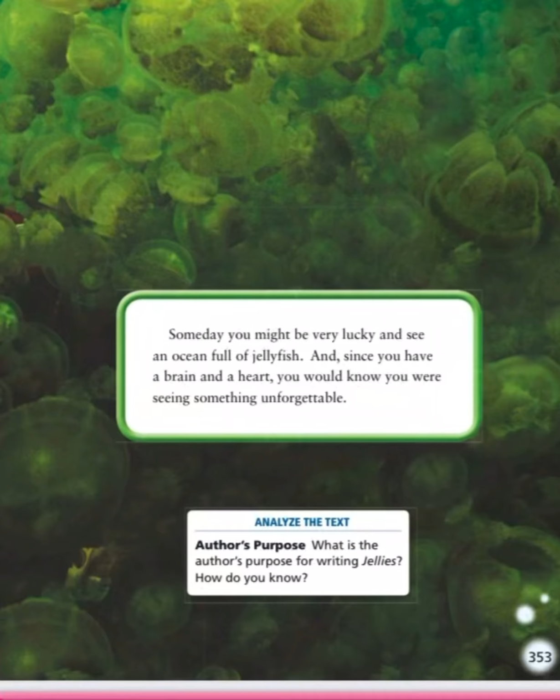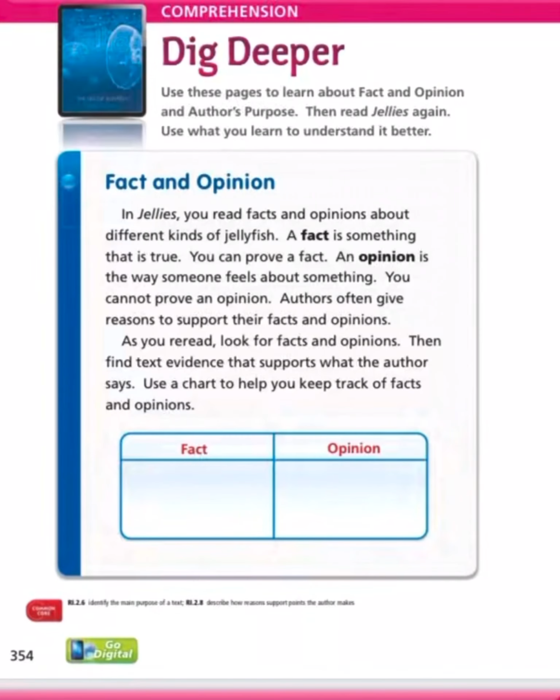Analyze the text. Author's purpose. What is the author's purpose for writing Jellies? How do you know? Comprehension. Use these pages to learn about fact and opinion and author's purpose. Then read Jellies again. Use what you learned to understand it better.